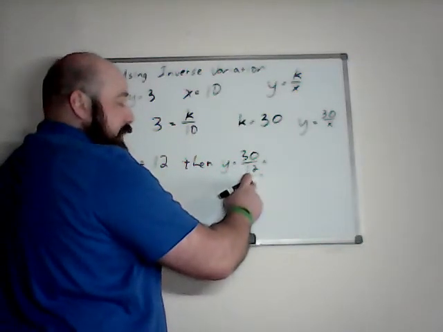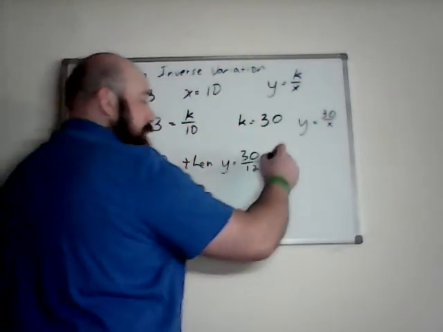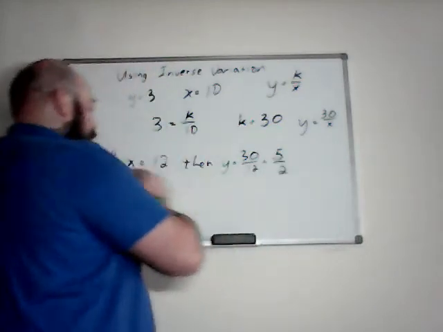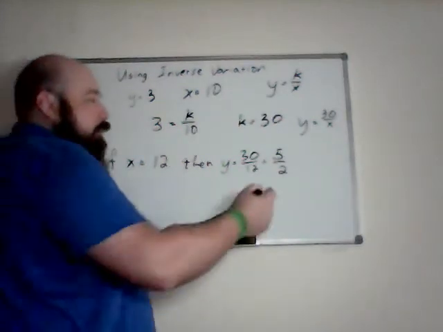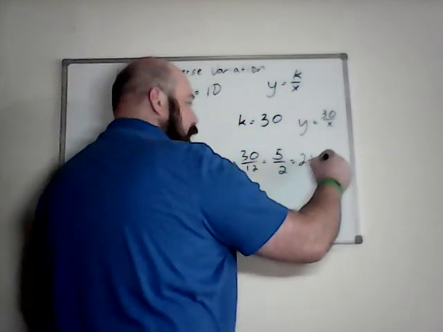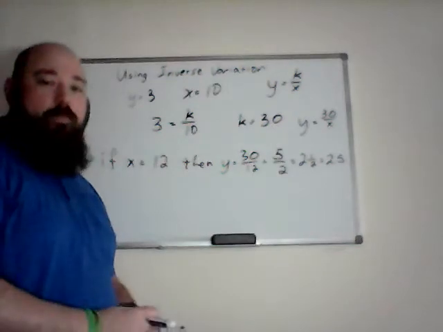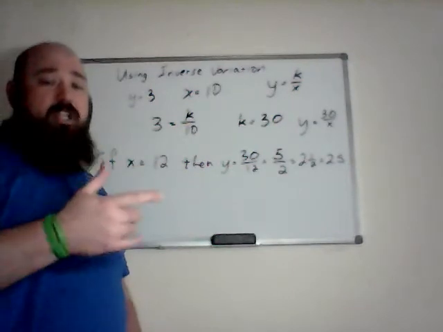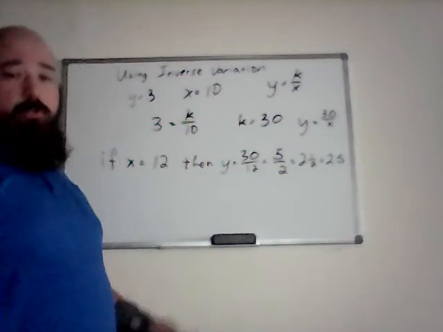So we can see here that both 30 and 12 can have 6 go into them. 6 goes into 30 5 times, okay? 6 goes into 12 twice. So if x is 12, then y equals 5/2, okay? And we could write this as 5/2, or we could write this as 2 1/2, or we could write this as 2 5/10, whichever way we see fit. So this is just a brief introduction to inverse variation, understanding how to determine if something's inverse, how to write a function, and then how to go ahead and use it.